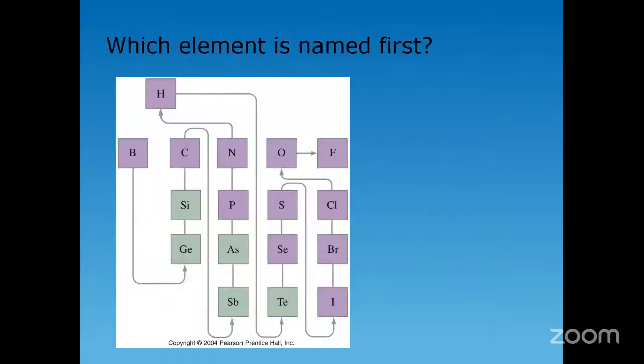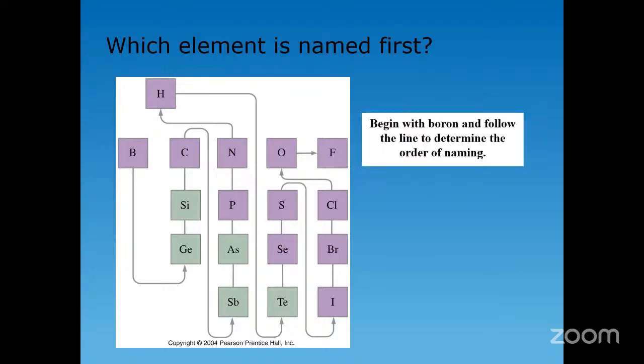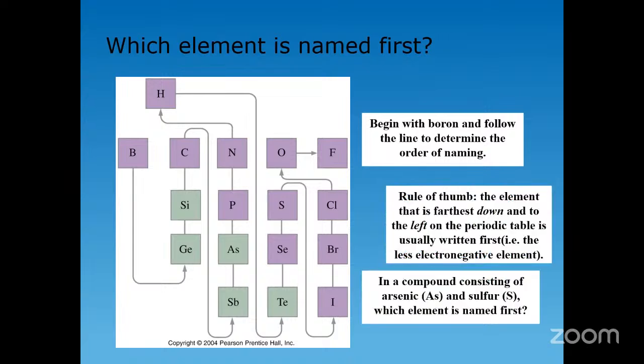Now, this begs the question, which element appears first in the name of binary molecular compounds? Well, in order to predict that, you could memorize this, which I won't expect you to do, right? That gives you the order of the elements in terms of which one would be indicated first in a name, right? A simpler rule to determine which element comes first is to simply look at the element that is farthest down in the periodic table and to the left, right? So if you have 2 elements, you identify their positions in the periodic table.